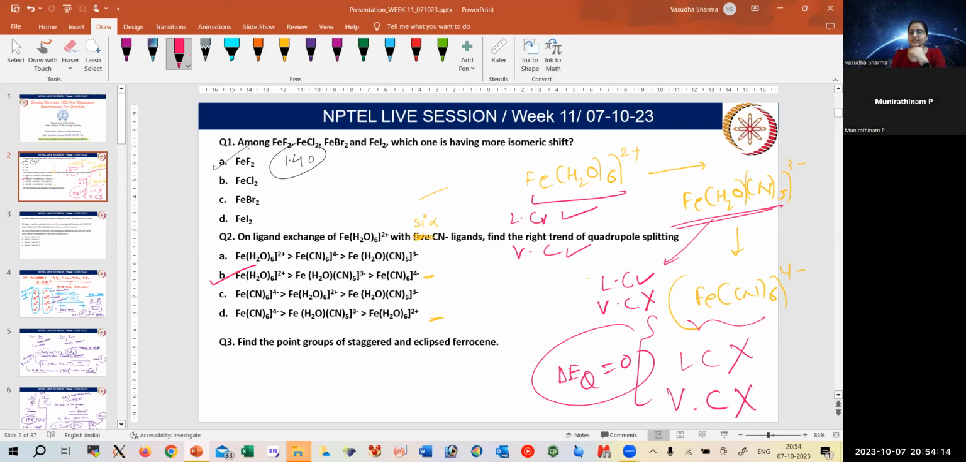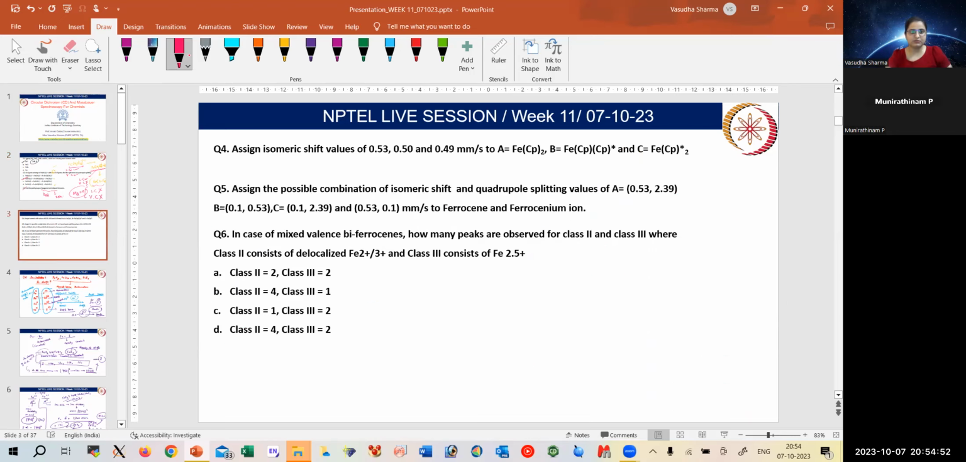Find the point groups of staggered and eclipsed ferrocene. So what is the staggered one? Do you remember the point group? Staggered, ma'am, eclipsed D5h, staggered D5d. Yeah, so this is right. I hope you have not just remembered it, you know how to find out the point group. That's why I'm not asking more.